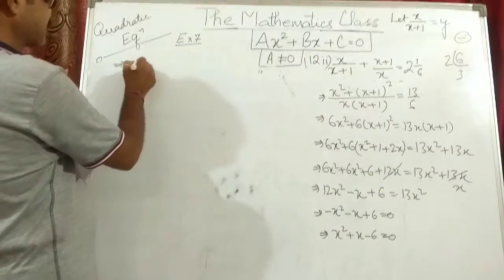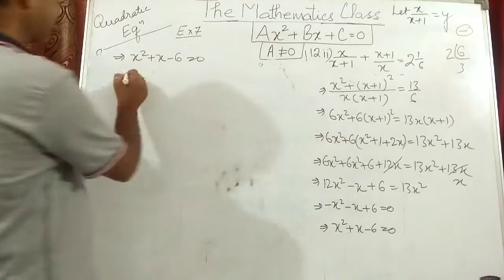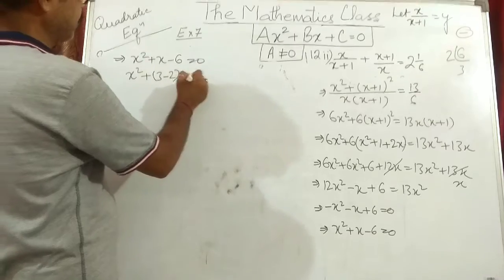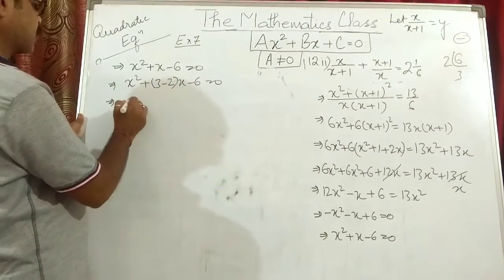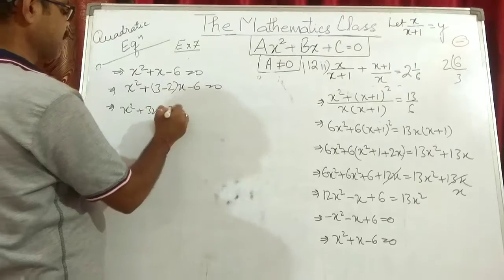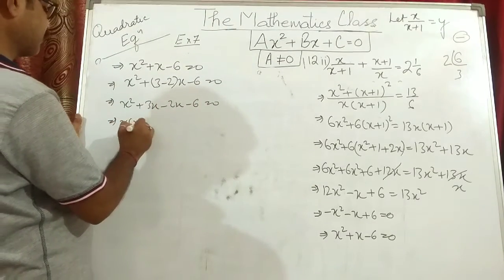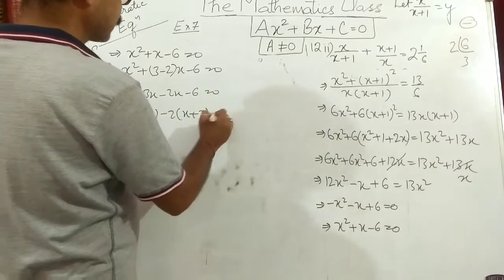So we can say x square plus x minus 6 is equal to 0 can be written as x square plus (3 minus 2)x minus 6 is equal to 0. So that is x square plus 3x minus 2x minus 6 equal to 0. From this you can take x common. What is left? x plus 3. Minus 2 common. x plus 3 is equal to 0.